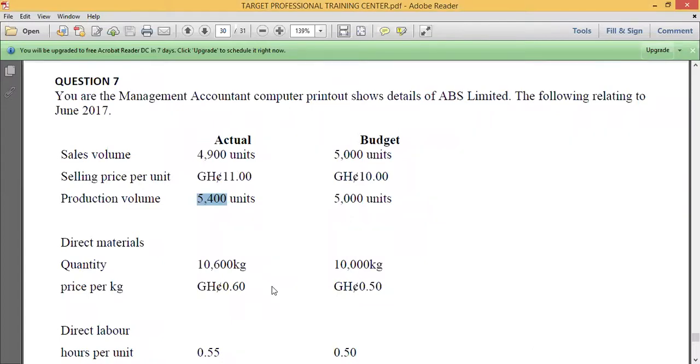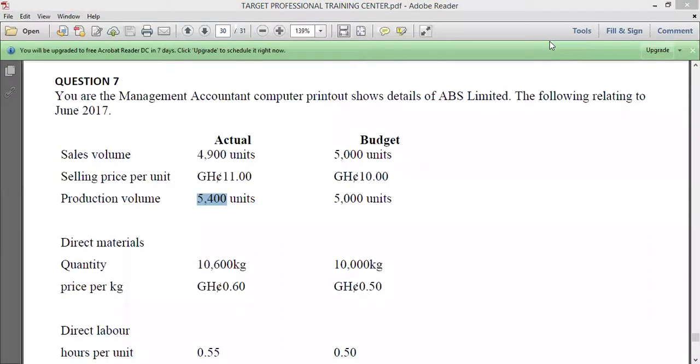I want to ask you a question. I have a question with the budgeted profit as well. Why are we using the 4,900? Yes, the 4,900 because we are using sales. Then we have to adjust for closing inventory. If you don't want to adjust for closing inventory, then we have to use sales. Good.